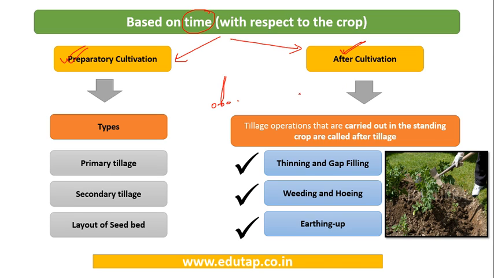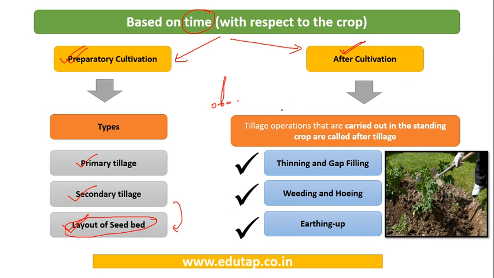Okay. So now what we're going to do is first just see the types of preparatory cultivation. They can be primary tillage, secondary tillage, and layout of seed bed. Now this layout of seed bed is the third step that is not necessarily performed for all types of plants. No, only some plants require the layout of seed bed operation. For others, directly after secondary tillage, you can start sowing the seeds. There are certain plants that require bed formation. For that, you need to perform the third step.